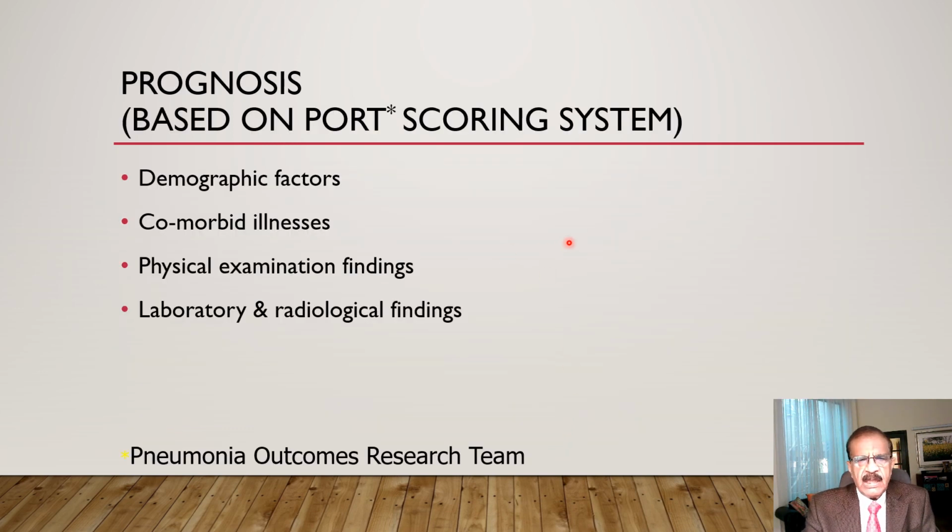The prognosis: pneumonia is potentially a serious infection. It could lead to complications. And I think the most important thing which determines the morbidity or mortality of the prognosis is not the pneumonia itself. It is these features: demographic factors, comorbid illnesses, physical examination findings, and laboratory and radiological findings. These criteria are based on Pneumonia Outcome Research Team, abbreviated as PORT. So these 4 should be considered to determine the prognosis.